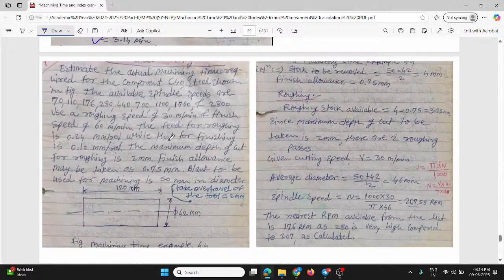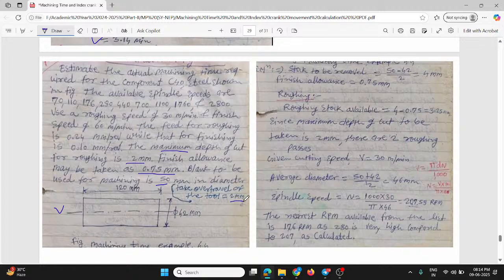The feed for roughing is 0.24 mm per revolution, while that for finishing is 0.10 mm per revolution. The maximum depth of cut is 2 mm. Finish allowance may be taken as 0.75 mm. The blank to be used for machining is 50 mm in diameter, and the component is shown in this particular figure, and again it is mentioned to take over travel of the tool equal to 2 mm.